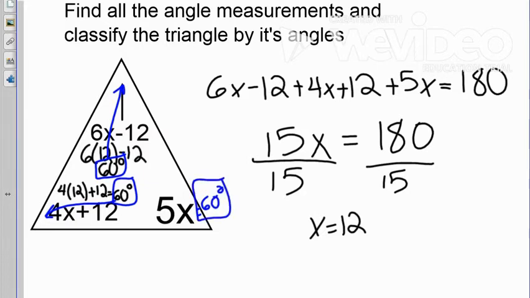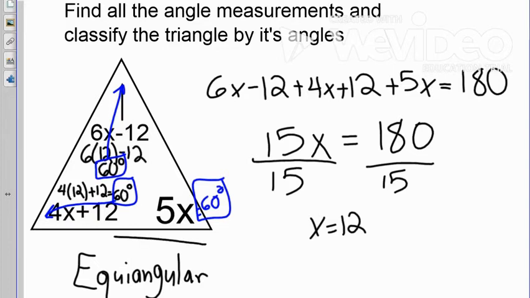So we have all the angles being the same. So it says classify the triangle by its angles. So since they're all equal, so we have 60, 60, 60, this is an equiangular triangle. Okay, so we have an equiangular triangle here given those measurements.